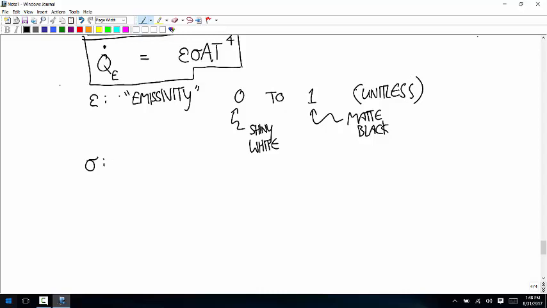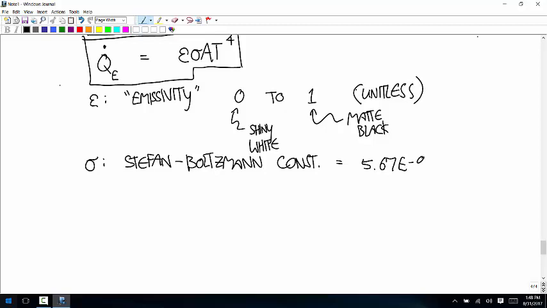Sigma is called the Stefan-Boltzmann constant, and it's equal to 5.67 times 10 to the minus 8. The units you could get from rearranging that formula, but it's watts per meter squared Kelvin to the fourth.